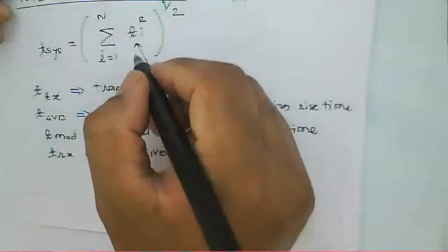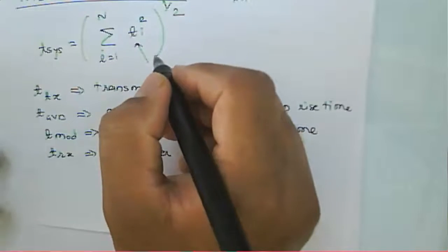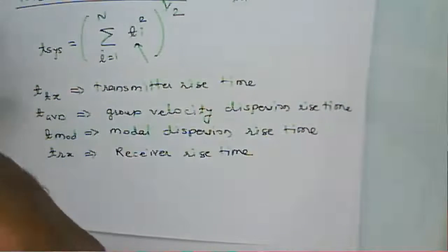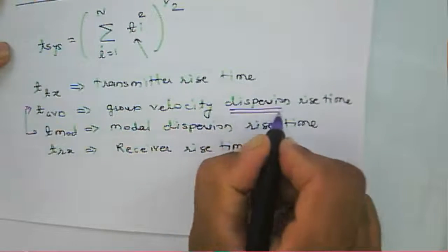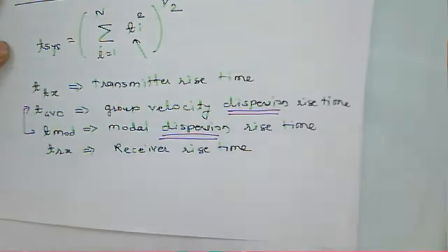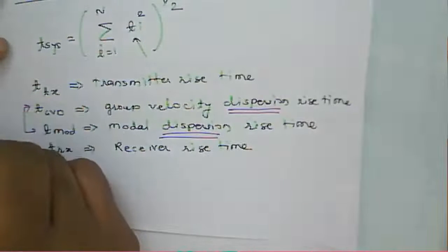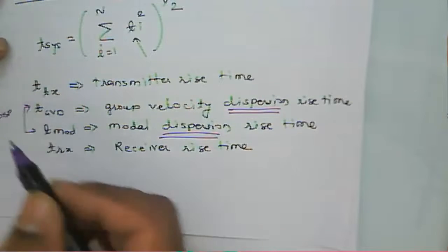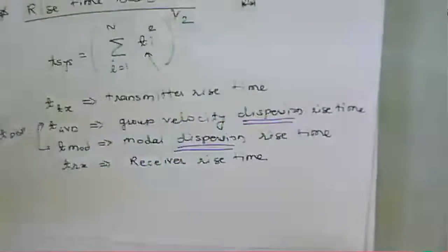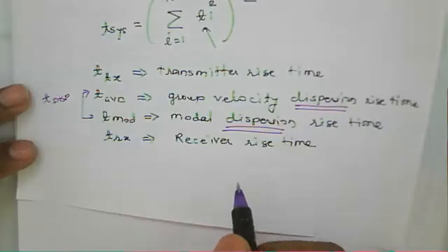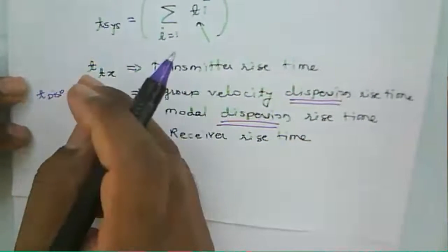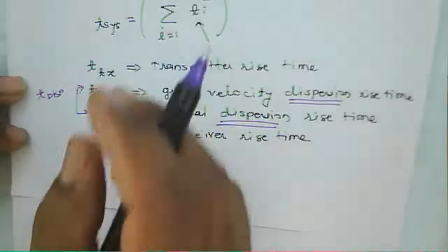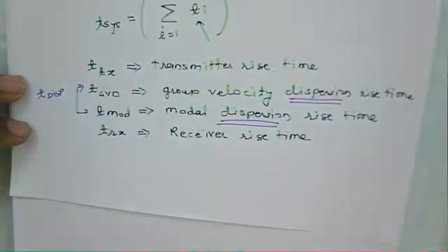That is about a contributor. What will be the rise time contributor? Now if you see here, these two factors are related to the dispersion. So instead of T dispersion we can write group velocity dispersion, or we can say it's about modal dispersion. We can write either two separate terms or only a single term, which will be sufficient for the rise time budget. So what will be the rise time budget?